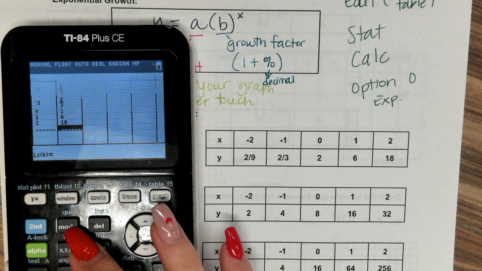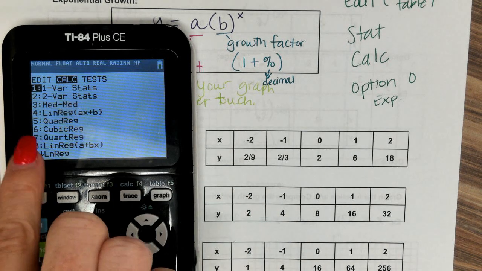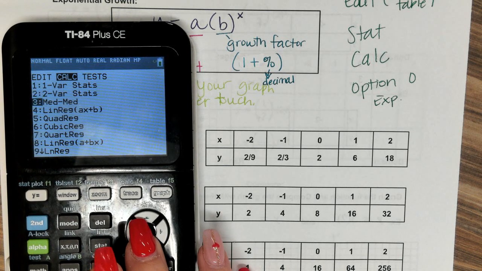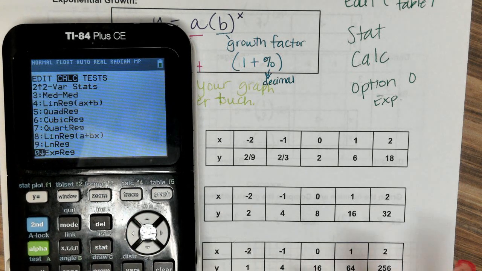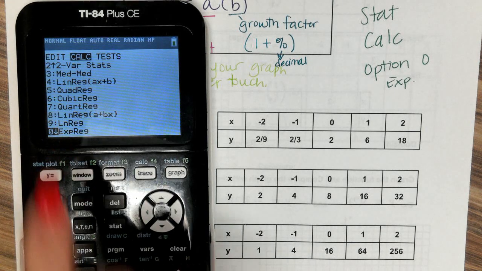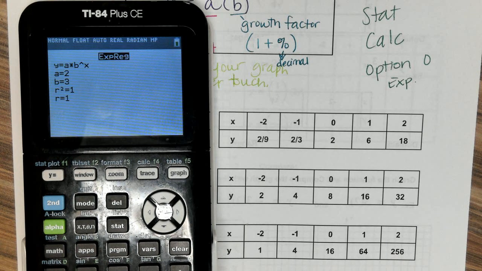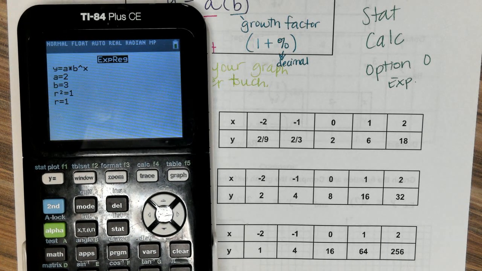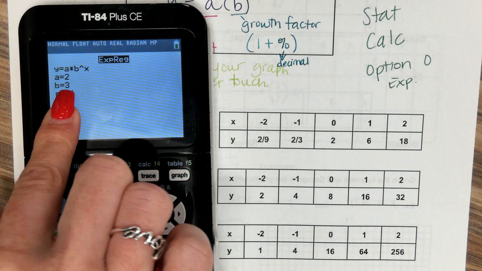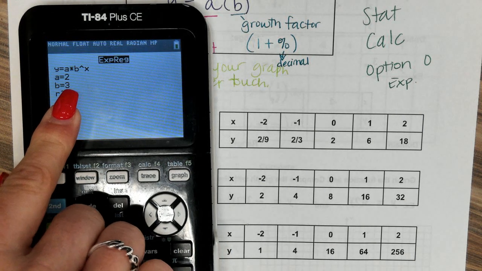So you'll go to Stat, Calc, everybody look, and you're going to want option 0. So you're tabbing down, or if you knew that it was option 0, you could just hit the 0. See how it says exponential? Okay, so choose option 0, hit enter a bunch of times, and that's your equation. Now, the R's are diagnostics. You don't need to look at them. If you have them still turned on, they're just there.